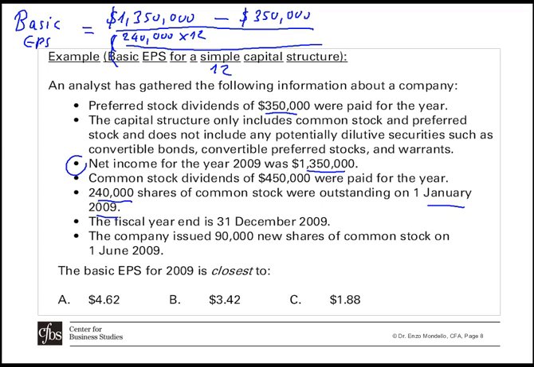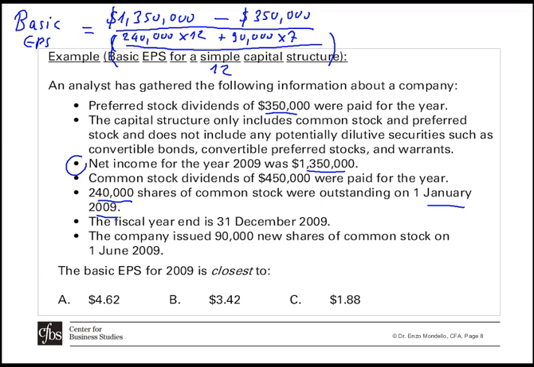So we have to add now 90,000 shares. And the 90,000 shares are multiplied now by how many months? So 7 months. So we have from the 1st of June until the end of the year. That totals then to 7 months. So on average outstanding are 90,000 shares times 7 months divided by 12 months.